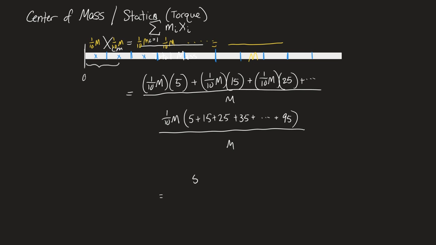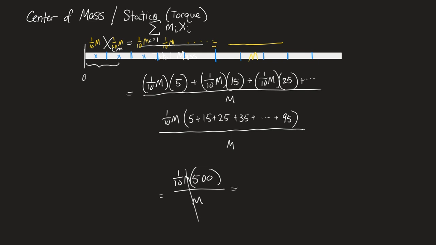So the top gives you 1/10 m times 500. And the bottom is still m. The bottom was the mass of the whole thing. We factored out 1/10 m from each term. And when you add 5 plus 15 plus 25 all the way to 95, you get 500. It shouldn't be a surprise.